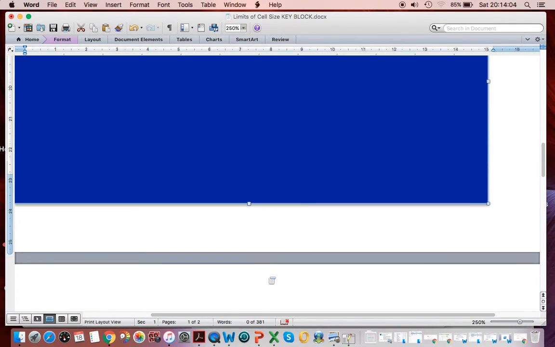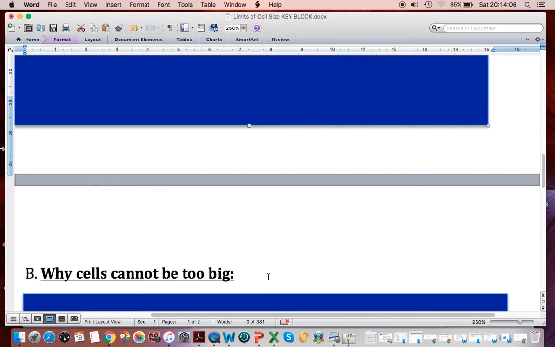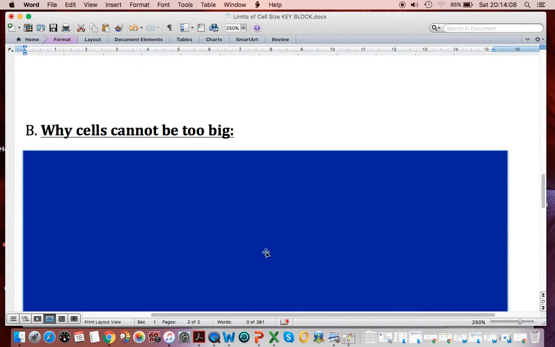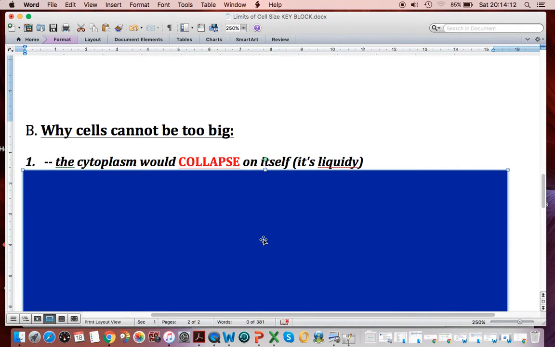Now we shift to the backside. Why can't cells be too big? Two of the reasons are fairly straightforward. The first is that the cytoplasm would collapse on itself. It's very liquidy. It's like a pudding. If you remember the vitreous humor, if you had a bag of vitreous humor the size of a human, it's going to have a very hard time standing up. And so it would simply collapse.